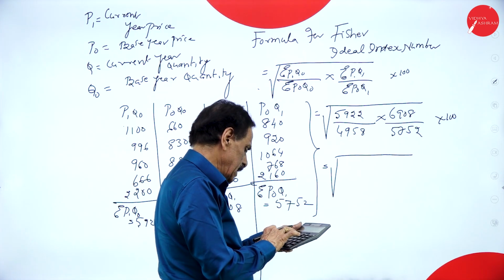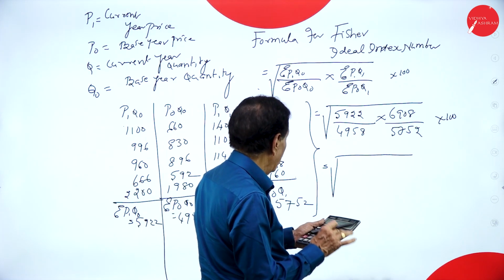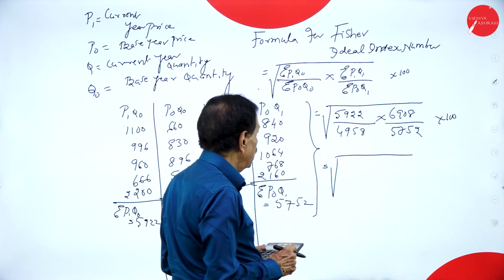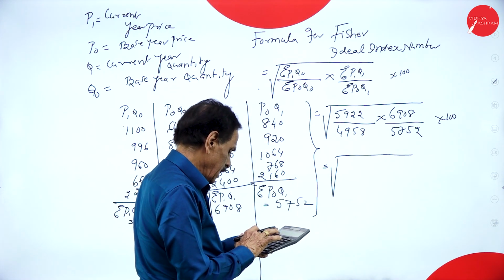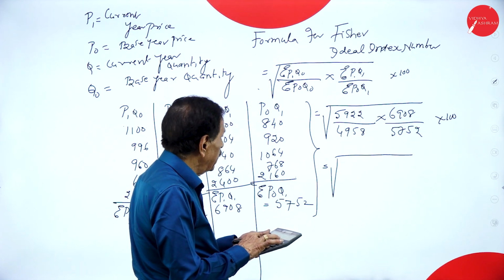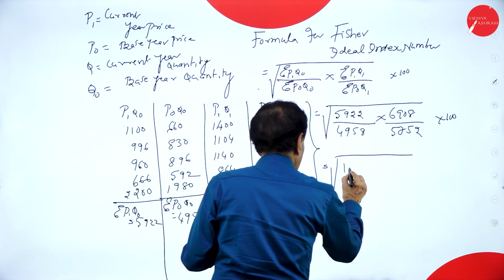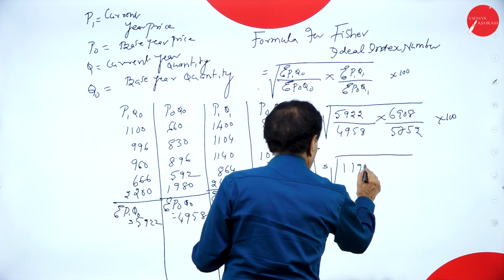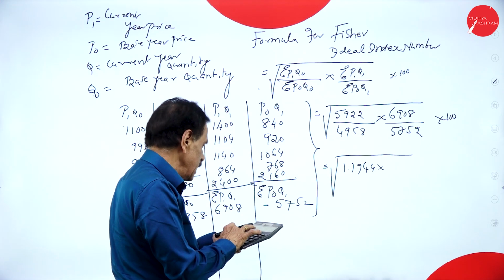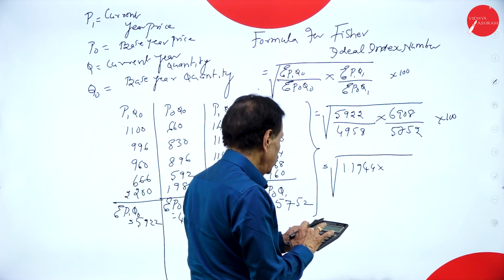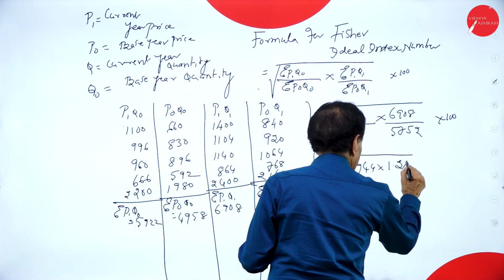5922 divided by 4958, this will be 1.1944, into 6908 divided by 5752, 1.20, into 100.